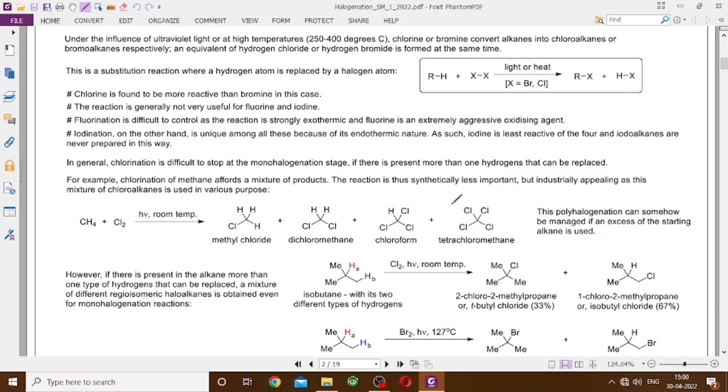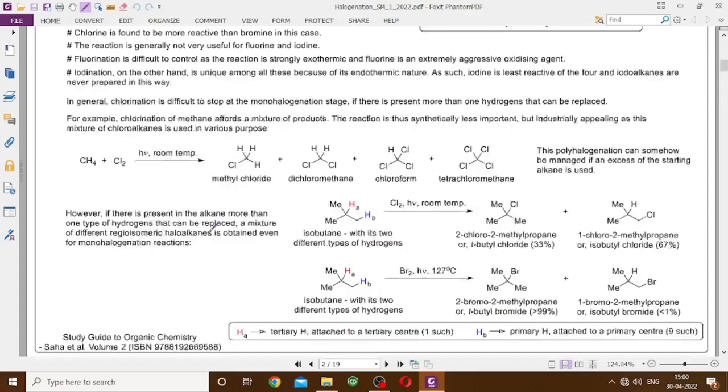But industrially, this is a very important process because all of these can be fractionated, separated on a very large scale, and all of these have separate uses, and sometimes the mixture itself has found application as chlorinated solvents in many cases. So industry likes this reaction, but laboratory scale preparation is not suitable. And if there is more than one type of hydrogen present in the alkane, then they are also found to be replaced by the incoming halogen, leading to formation of different organochlorides.